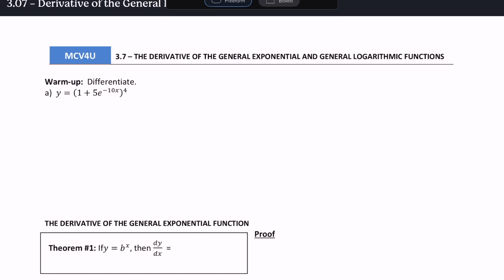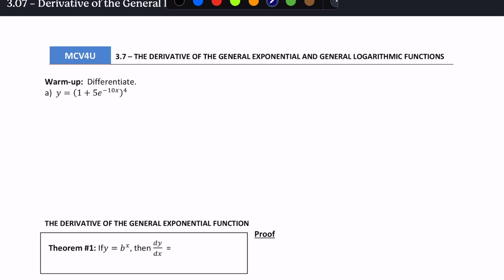Hey everyone, welcome back to another lesson in MCV4U. Today we'll be talking about the derivative of the general exponential and general logarithmic functions. And this is a continuation of the concepts that we've been covering in the last few lessons as well.